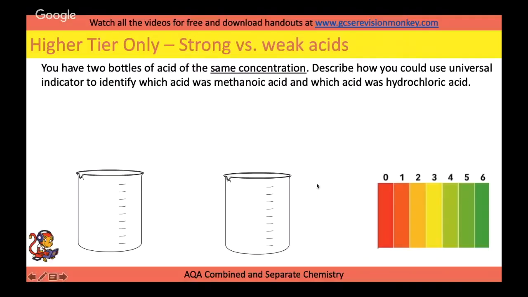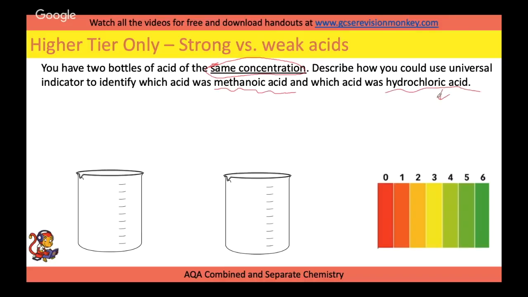Strong versus weak acids, a really common one for higher tier. You have two bottles of an acid of the same concentration. So think about that equation, concentration equals mass over volume. Describe how you'd use universal indicator to find out which acid was methanoic acid and which acid was hydrochloric acid.